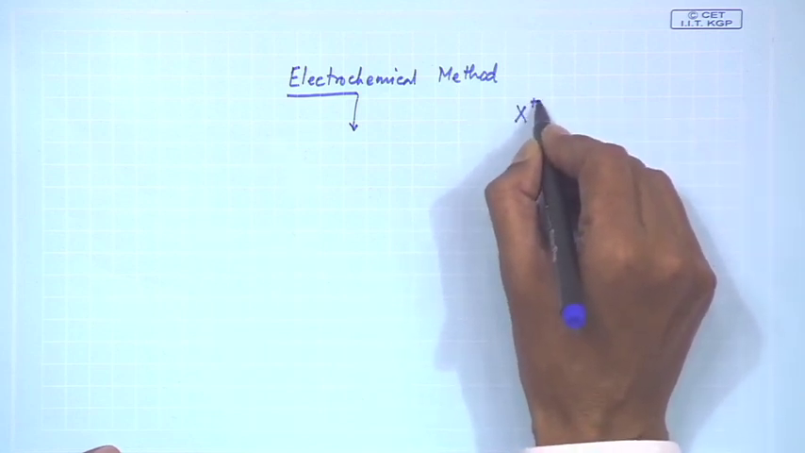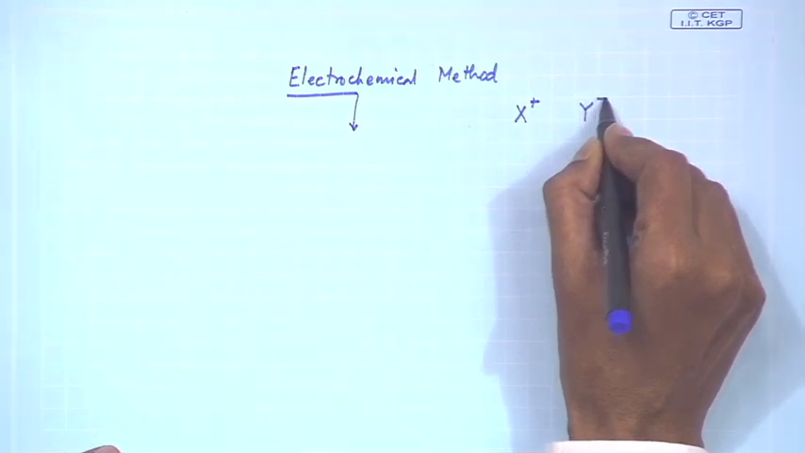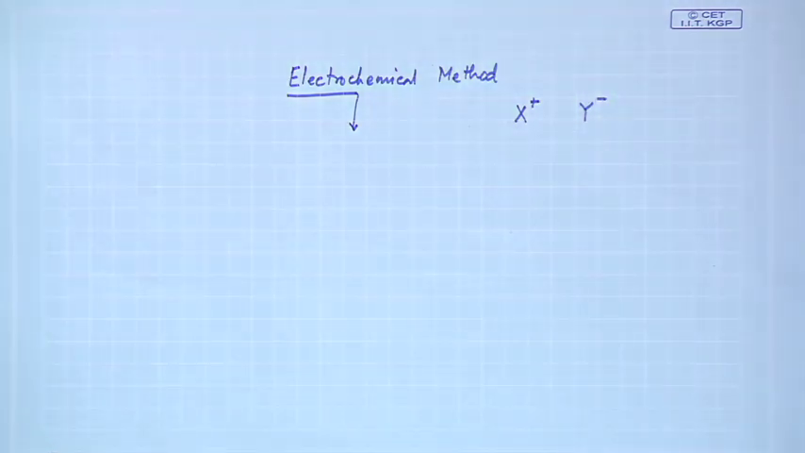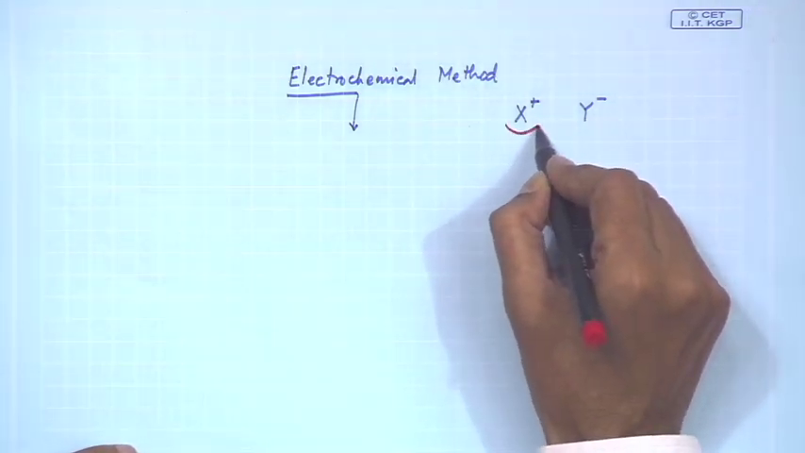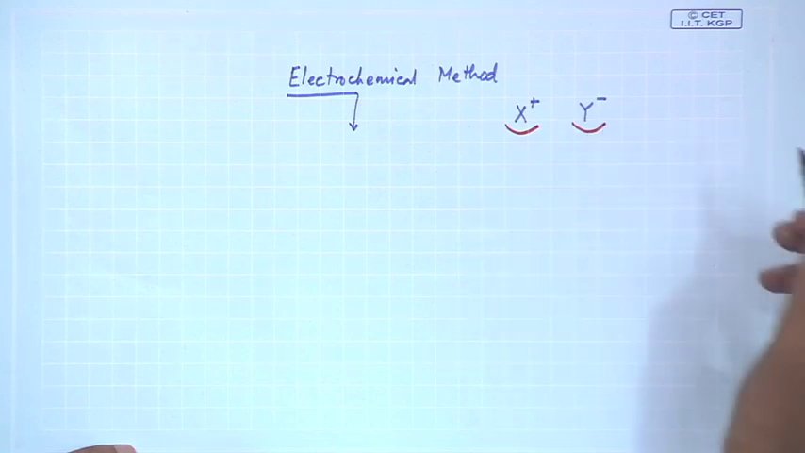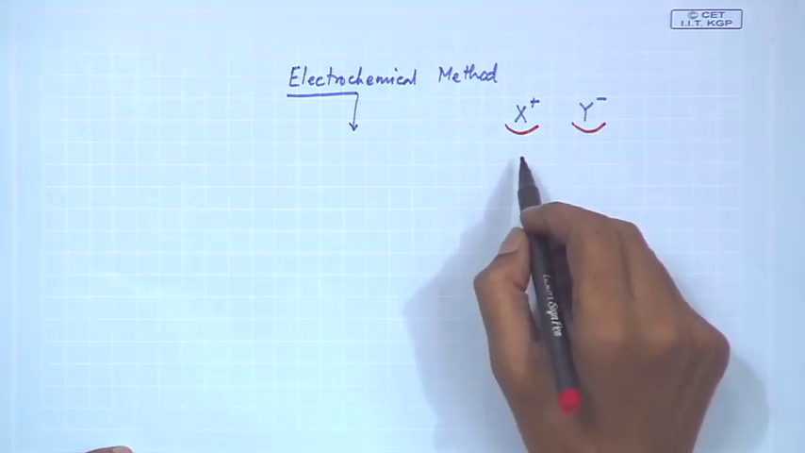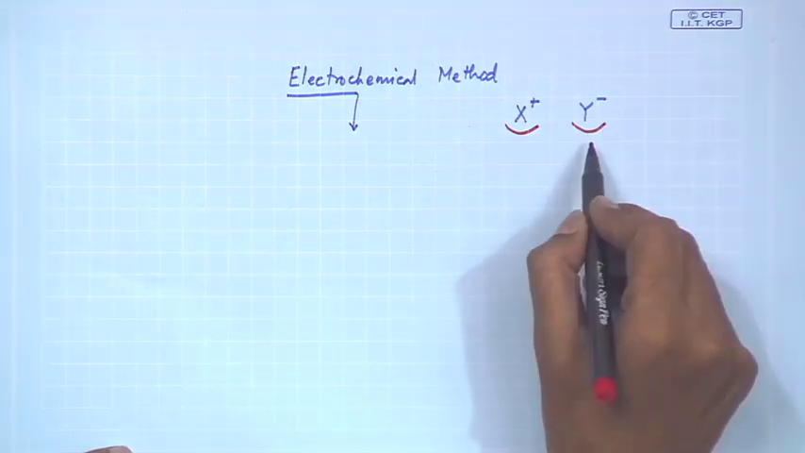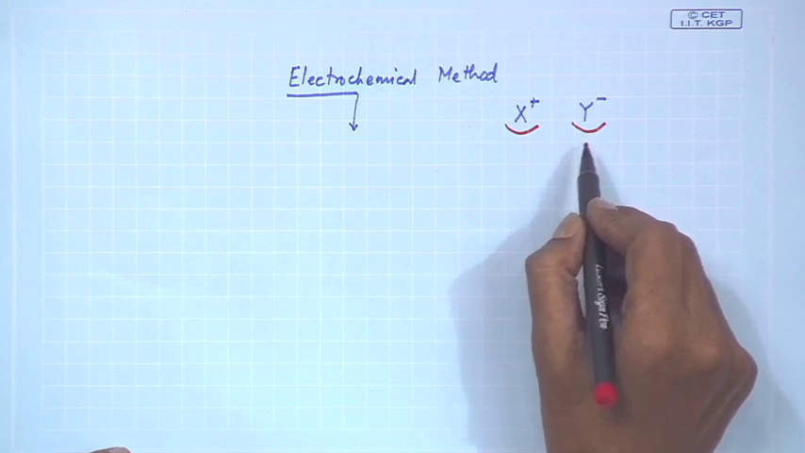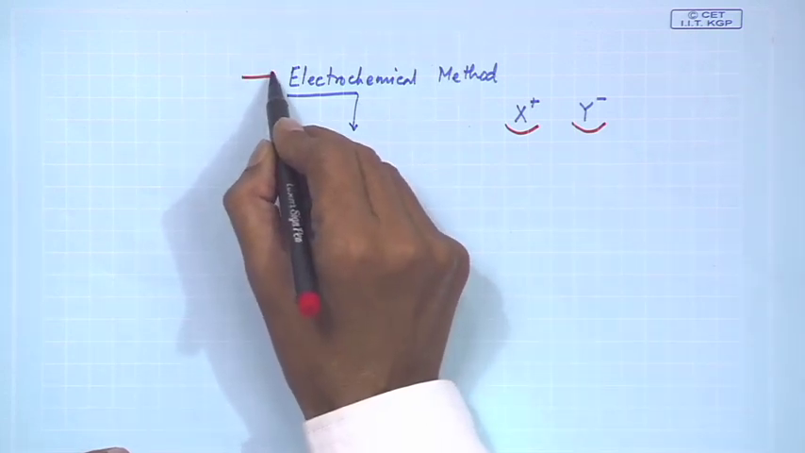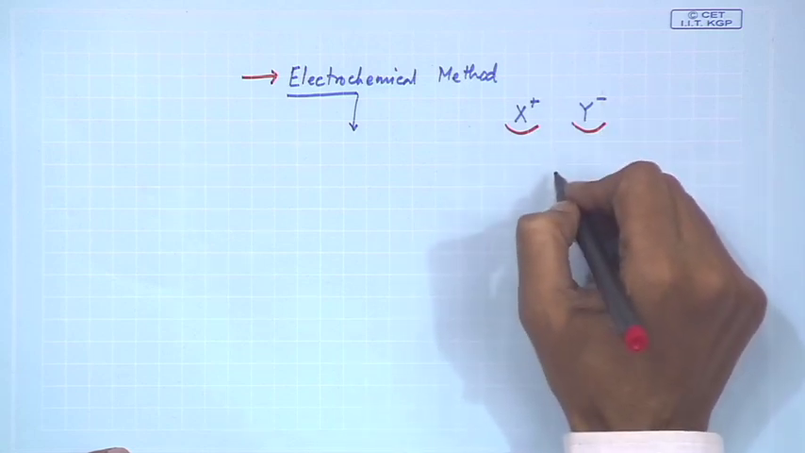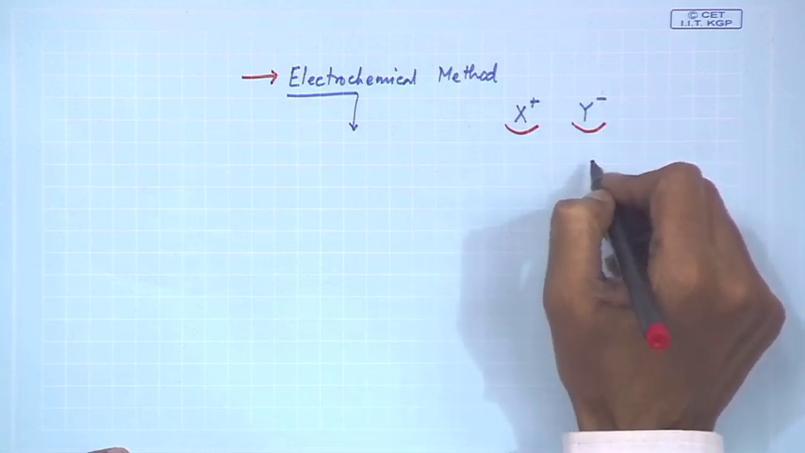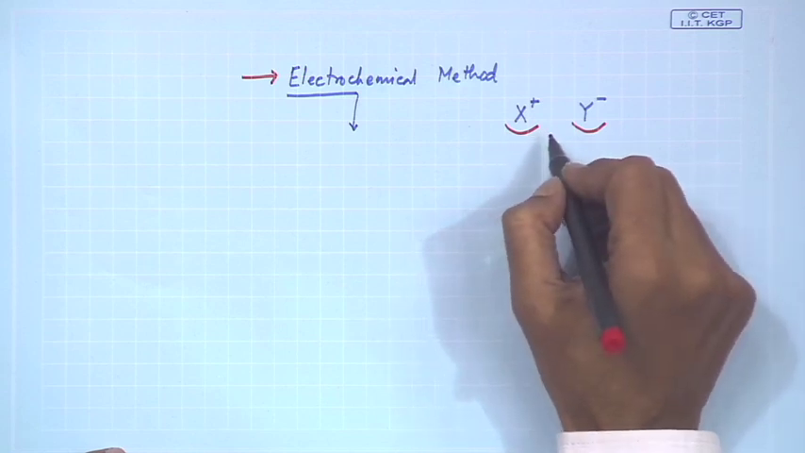It can be X plus or it can be Y minus, because always when we study analytical chemistry courses, we must have some good idea about the identification first, then quantification of species like X plus or Y minus. So, when we take the help of electrochemical methods, definitely we should go for some electron transfer reactions on cathode and anode, as we are discussing.